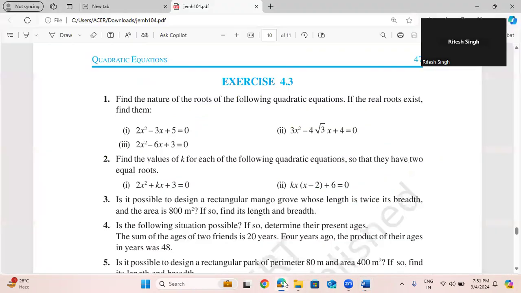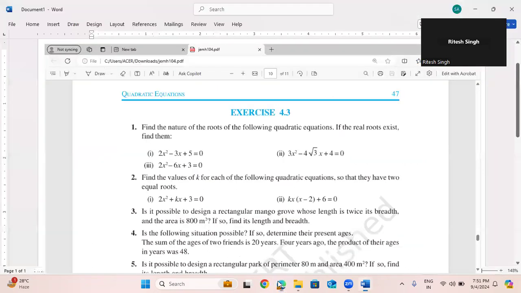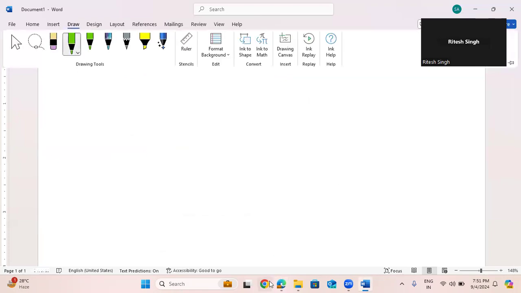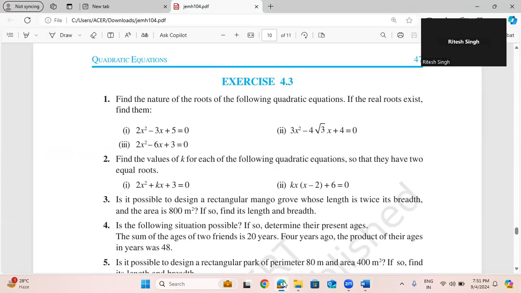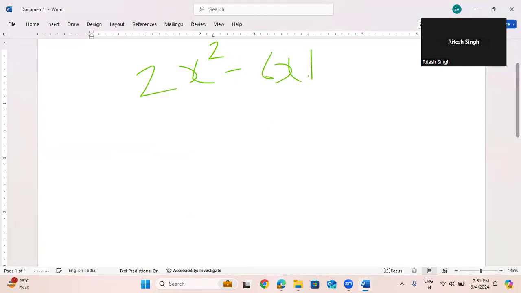Now we will check another question. This is the second question: 3x square minus 4 root 3x plus 4 is equal to 0. Or the third question also. For easy calculation, we can take whichever one. We can take question number 3: 2x square minus 6x plus 3 is equal to 0, right? Now what will we do?